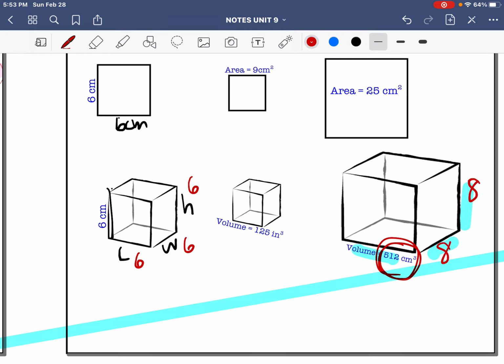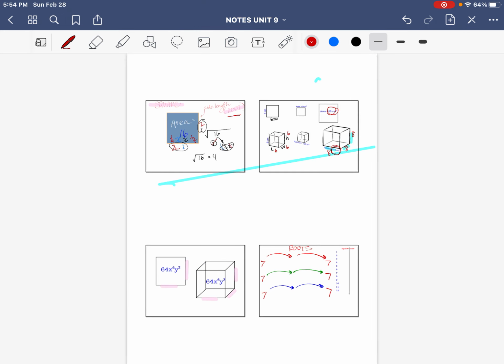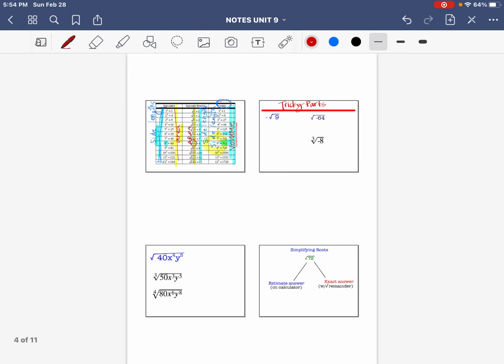That also works for a square. If we look over on our perfect square list and we see that the area is 25, we can see that our side length is 5. So that's going to help us with our shortcuts. These are perfect squares. Sometimes they're going to be listed on here, and sometimes we're going to have to do something a little bit trickier with those.